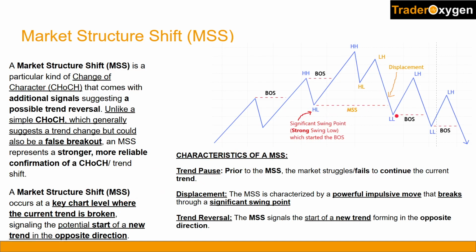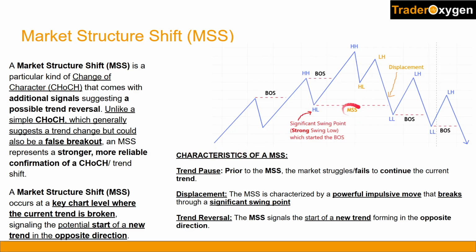That's what it's mentioned here. So when it breaks this significant swing low, then the current trend is broken and it's starting a potential new trend in the opposite direction. That's what it says here at the bottom. A new trend potentially start in the opposite direction. So that's also something similar happening in change of character like we discussed. However, as I said, the market structure shift is more powerful.